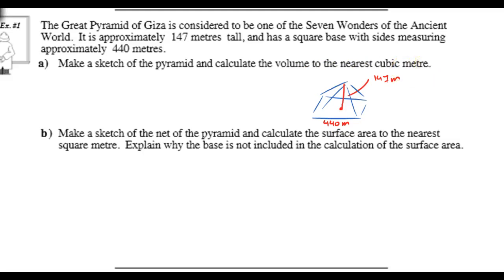So again, the volume is going to be, well, first of all, pretend this is a cube, and then just take 1/3 of it. So the volume is going to be 1/3, and then it's going to be the base, or the width times the length here, so 440 times 440, times the height, which is 147. So that's going to be the volume.